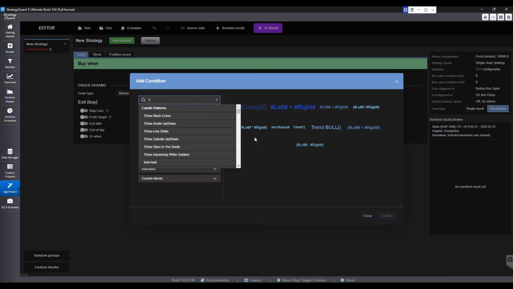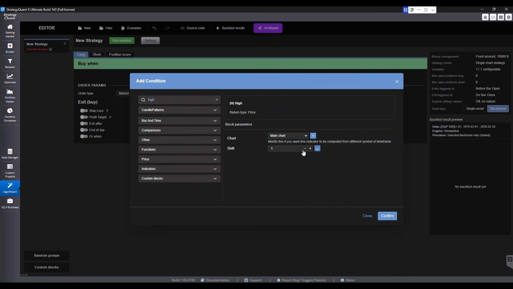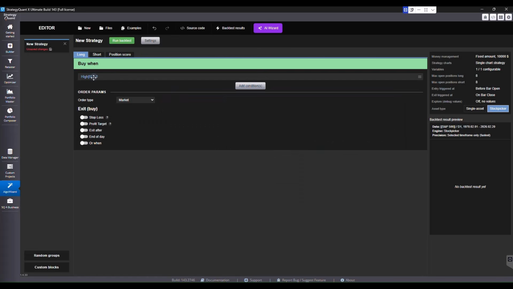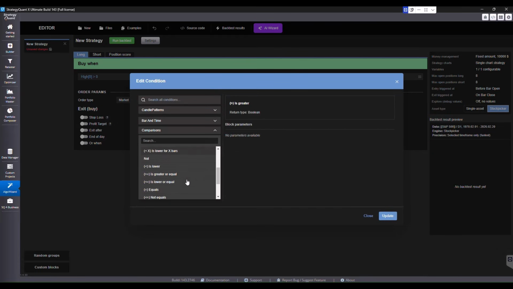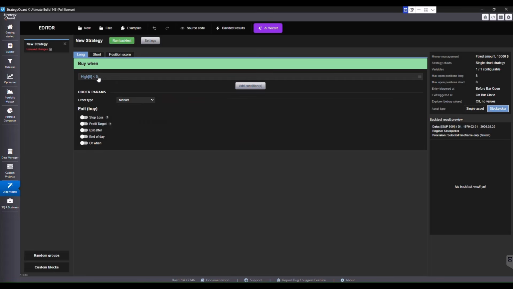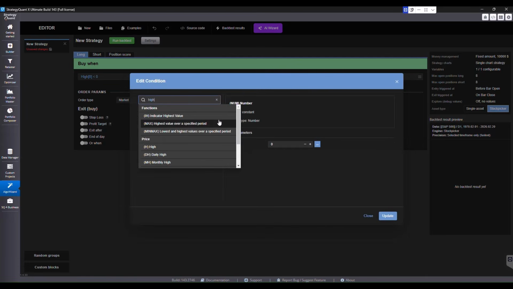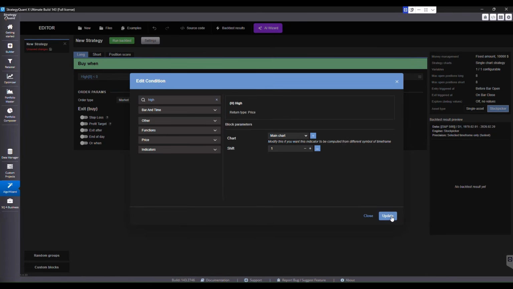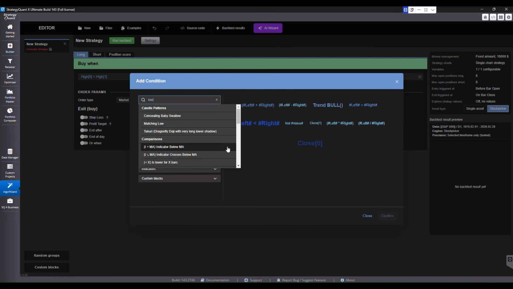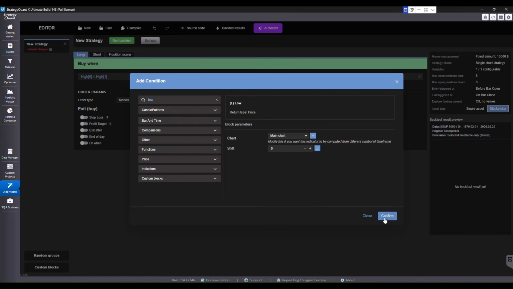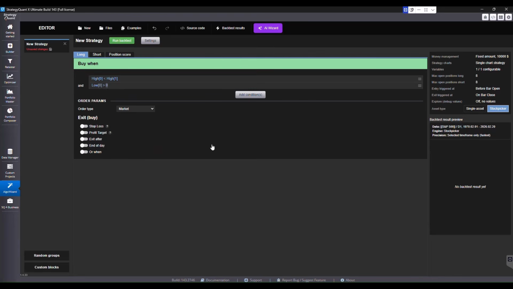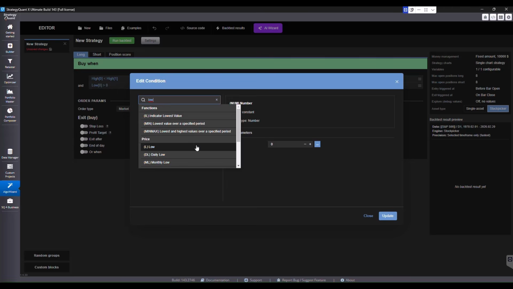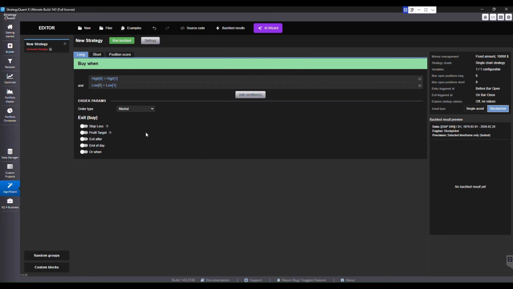Now, let's define the inside bar mathematically for the system. Condition 1. High 0 is less than high 1. Condition 2. Low 0 is greater than low 1. That's it. These two lines of code perfectly identify that hidden candle inside the previous range.